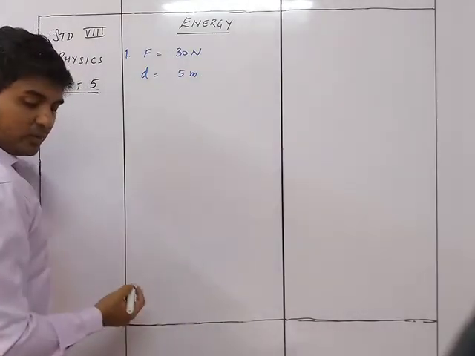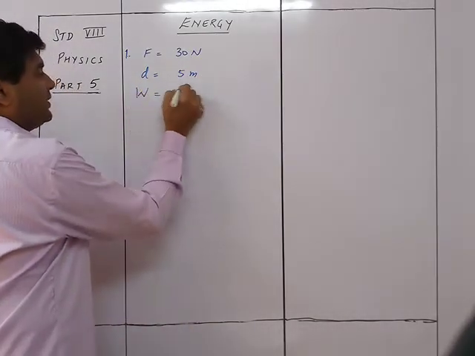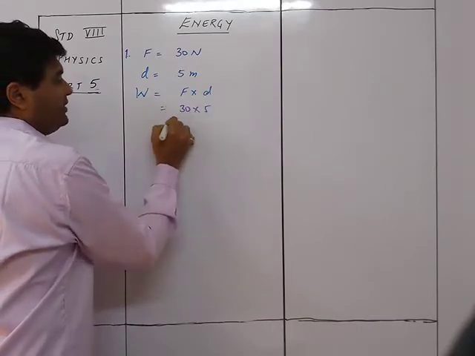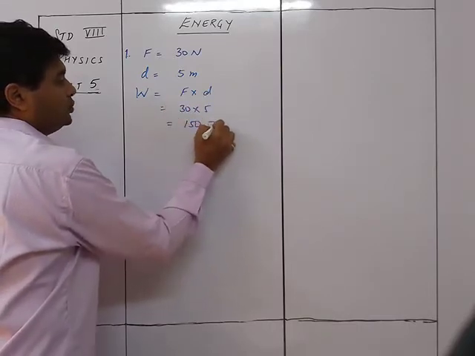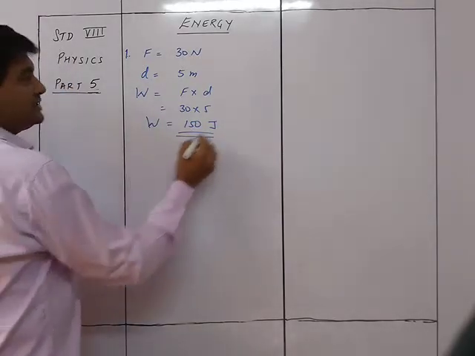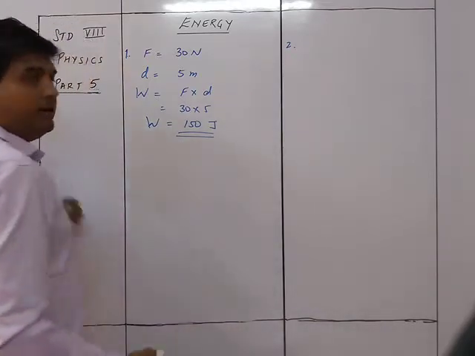We need to find out the work done. So we know that work is equal to F into D. That is equal to 30 into 5 is equal to 150 joule. Very simple. So that was sum number 1. We now move on to sum number 2.